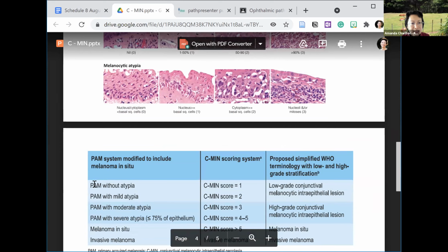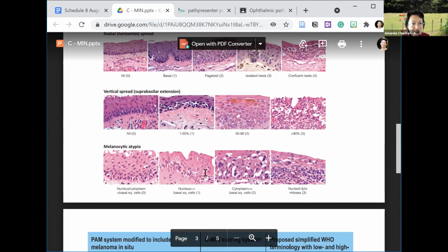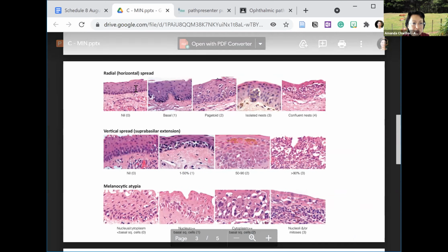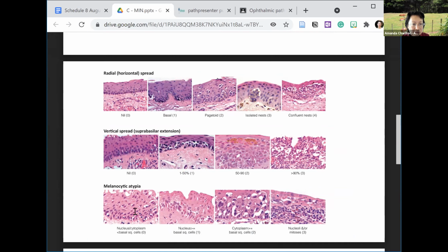So PAM without atypia, they give this a C-min score of 1. But racial melanosis would be 0, 0, 0. They're not atypical, there's no vertical spread, and there's no horizontal spread. Yeah.